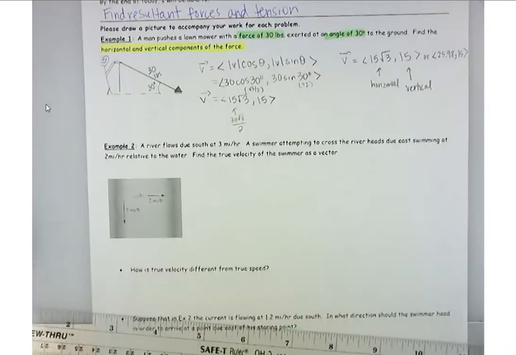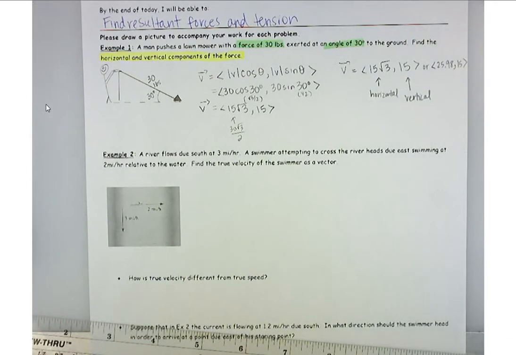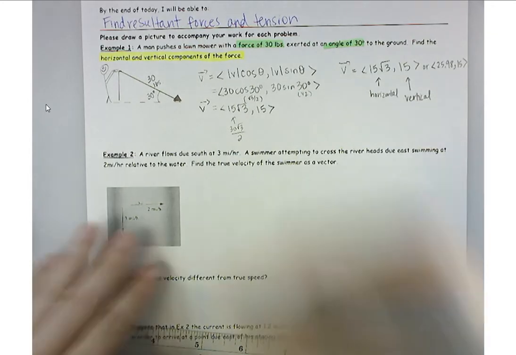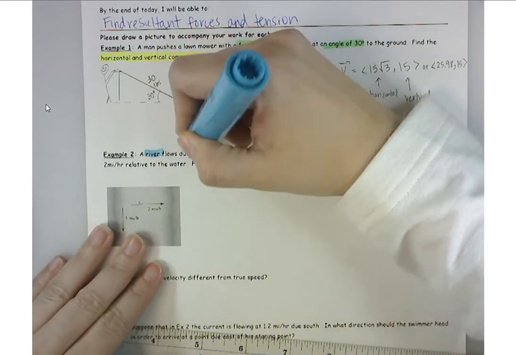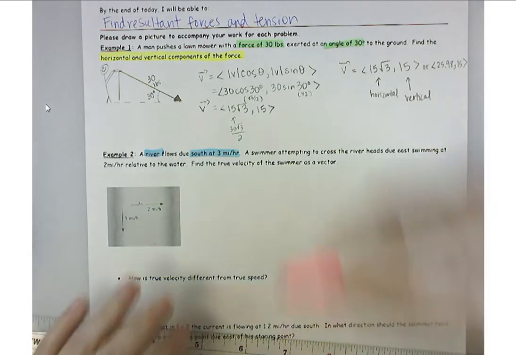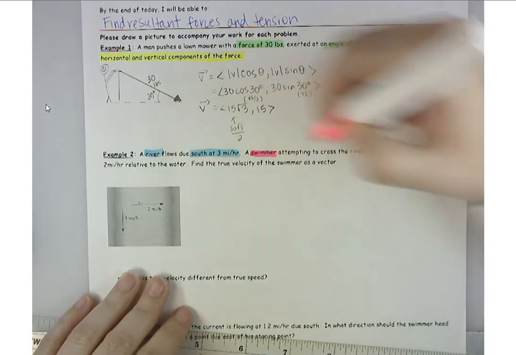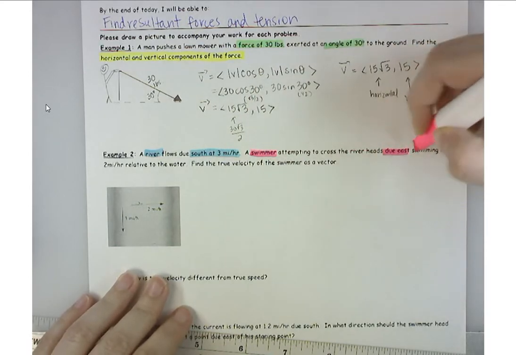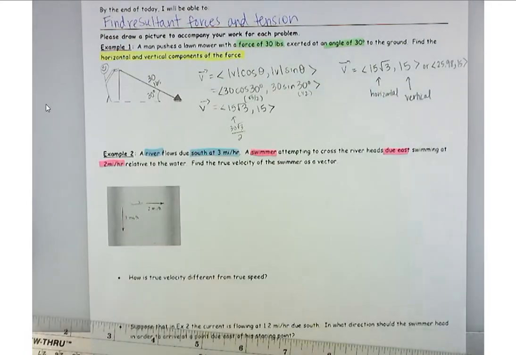Okay, now our next example is going to be similar to some of the things we were doing yesterday. We're just going to extend that. So you have a river that's flowing south at 3 miles an hour. Then you have a swimmer who's attempting to cross the river, and he's going to head due east, and he swims at 2 miles an hour. Find the true velocity of the swimmer as a vector. Okay, so we are going to be finding the true velocity.